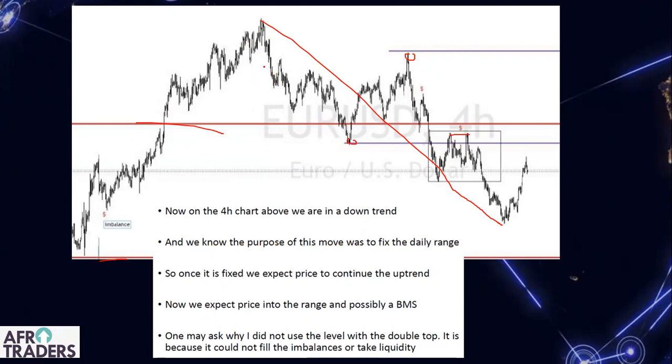So if we were trading from here, let's say we were selling from here, our target is going to be the daily trading range. Once it is fixed, we expect price to continue on the uptrend. So we expect to see price continue to the upside. This was done long ago. Now we expect price into the range and possibly a BMS. The BMS should be somewhere around this particular level.